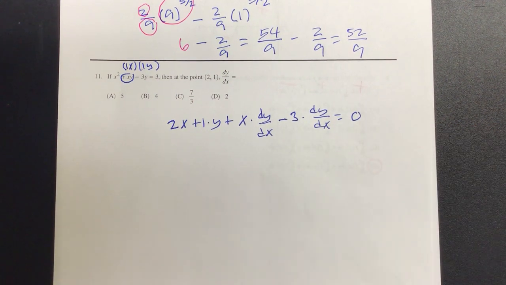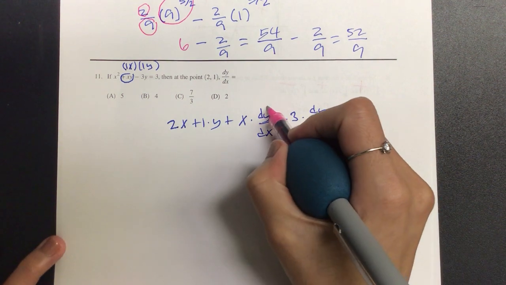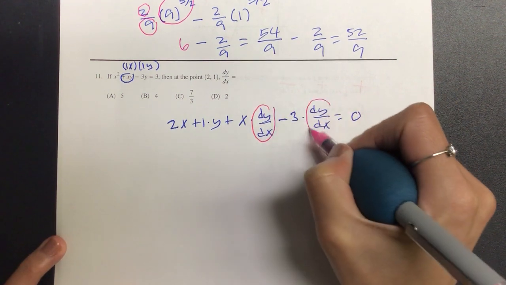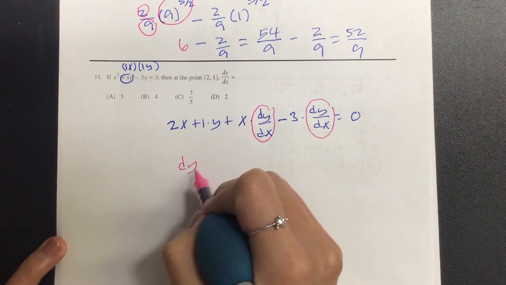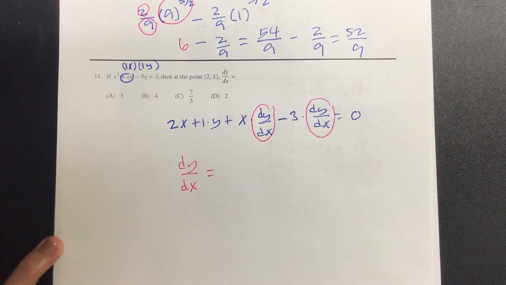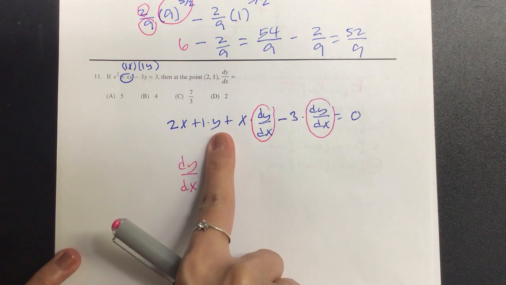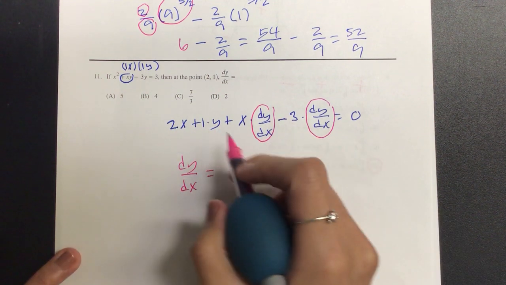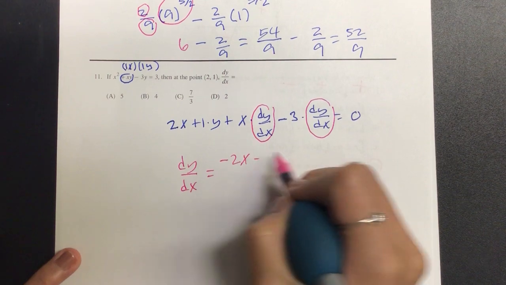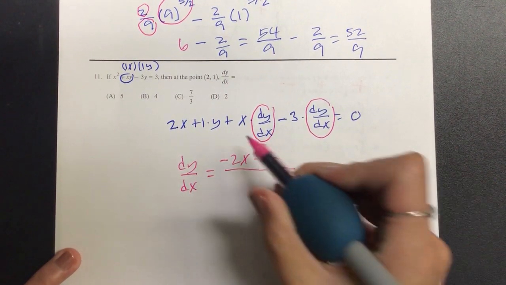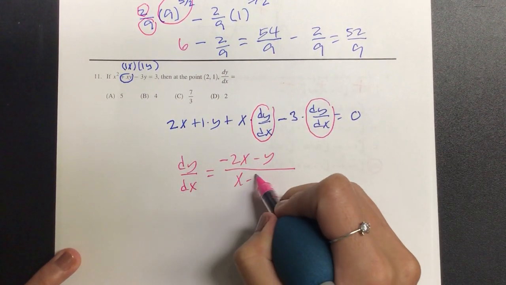So I'm going to do multiple things in one go. I know I need to make this by itself, so I'm going to write dy over dx. And then I also know, according to algebra, I need to move this over to the other side and move the y to the other side, and that's by the opposite. And our opposite is minus 2x minus y divided by the coefficient, which is x minus 3.